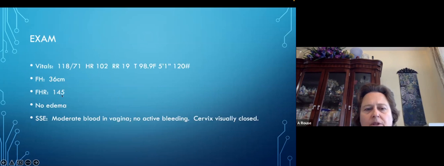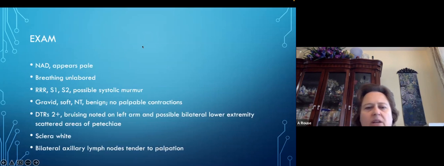Her fundal height's appropriate. You get heart tones. Of course, your tracing is going to be reactive. You do your speculum exam, see a little bit of blood, but nothing actively bleeding. Everything looks closed. You're not seeing contractions, but she does look kind of pale when you see her. You hear maybe a possible systolic murmur. Who knows? Her reflexes are normal. You do see bruising on the arms and maybe a little bit of petechiae on her lower extremities. Her sclera are white. And she might have some axillary lymph nodes that she brings up as you're kind of looking all over her.